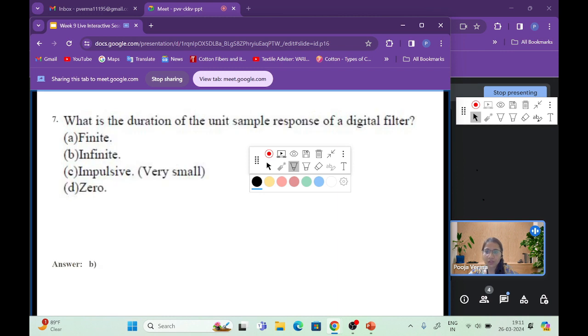The next question is, what is the duration of unit sample response of a digital filter? Option A is finite, option B is infinite, option C is impulsive. Impulsive means very small value, and option D is 0. So what is the duration of unit sample response of a digital filter? The unit sample response of any filter is infinite only. Okay. So the correct option is infinite duration. Okay. Can we move to the next question? Are you getting?